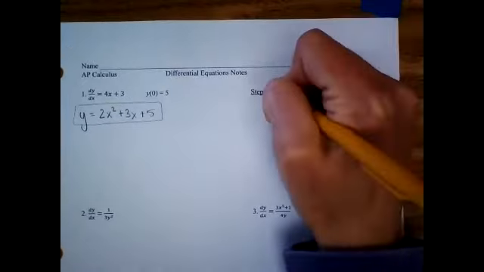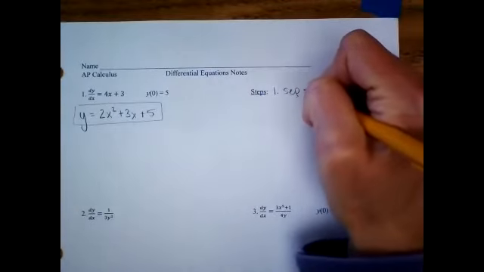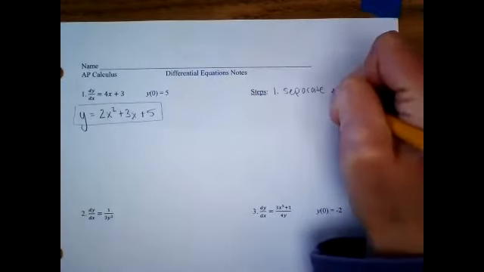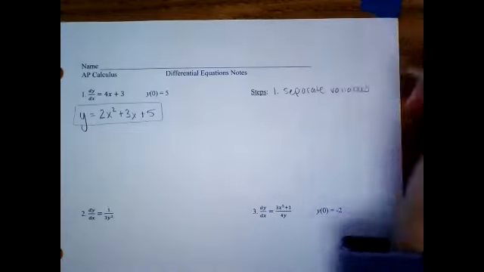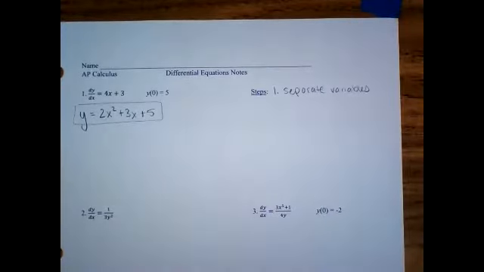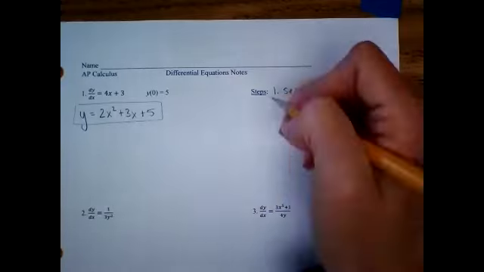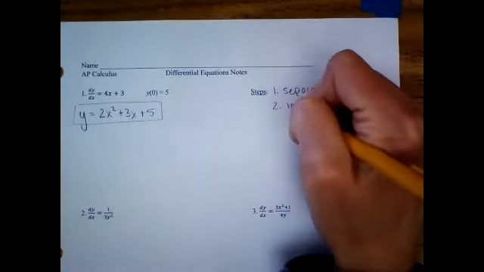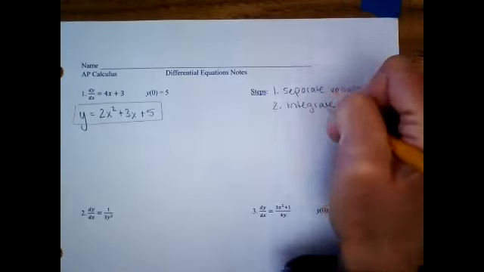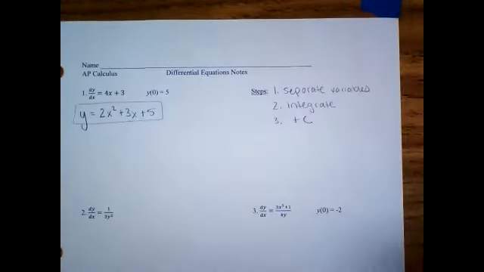So here are your steps. First, you're going to separate the variables. Anything with a y is going to go on the left. Anything with an x is going to go on the right. Then you're going to do the antiderivative, so integrate. And make sure that you put a plus c. I make that its own special step because it's so important. So: separate the variables, integrate, and put plus c.